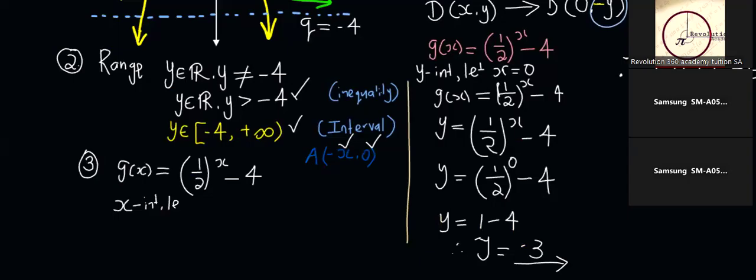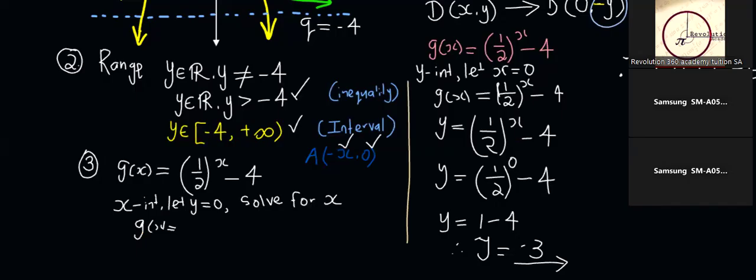Solve for x. So you rewrite that equation as g of x equals what? g of x equals 1 over 2 to the exponent of x, then you say minus 4.